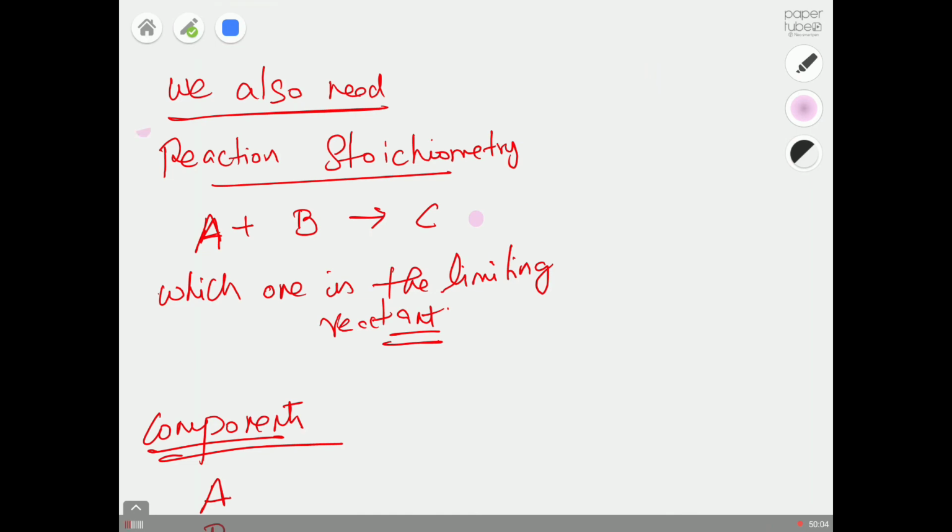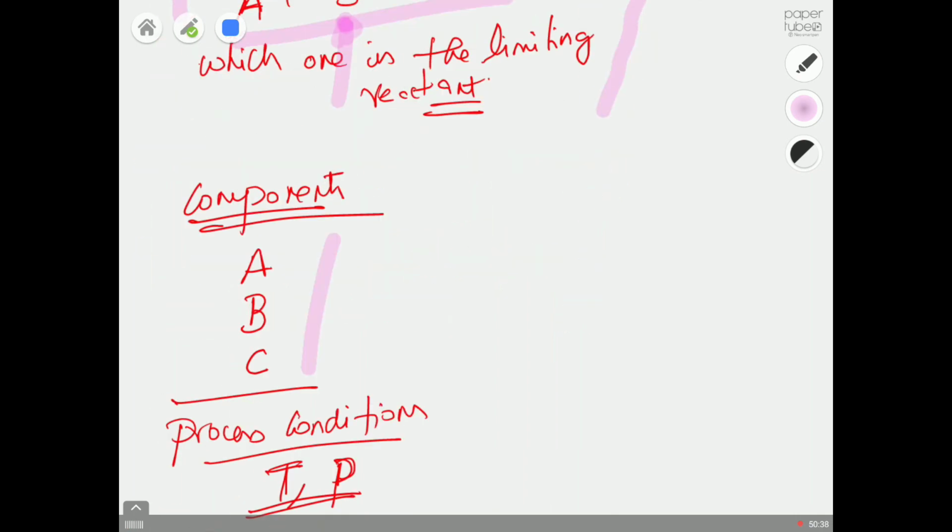Another thing is reaction stoichiometry. So 1 mole of A reacts with 1 mole of B to give 1 mole of C. So we need this information. This is another input, and we also need to know which one is the limiting reactant. Sometimes we may need to supply one reactant in excess in order to convert all of your reactants into products. So we need to know those types of information as well. So this is another input, your reaction stoichiometry, and obviously the number of components involved in the reaction.